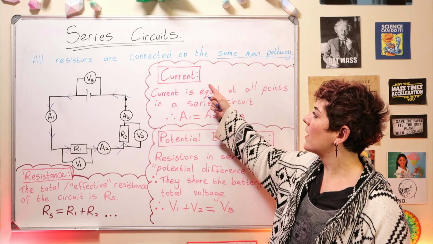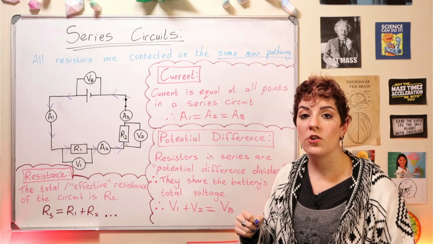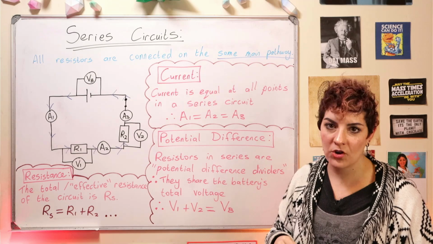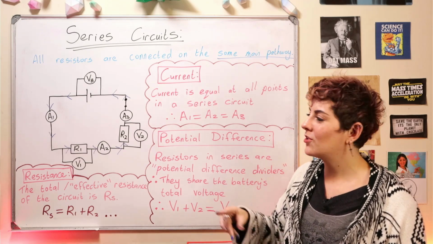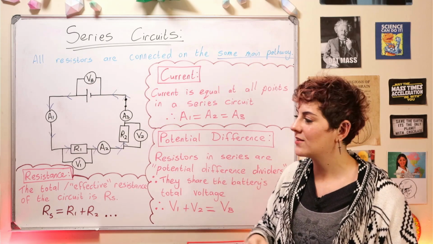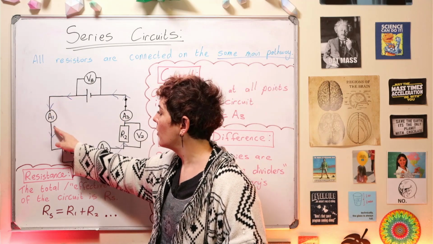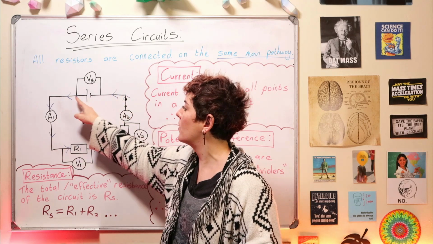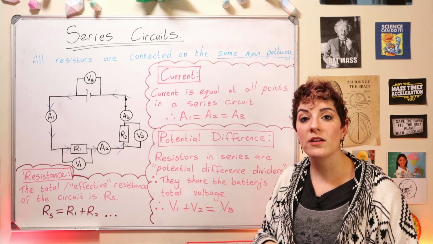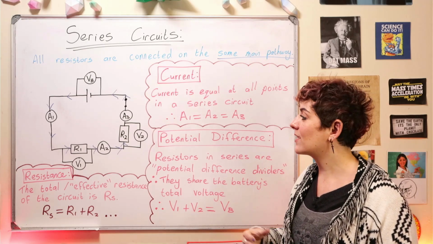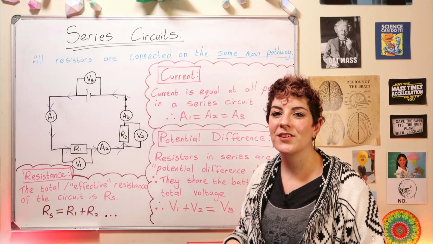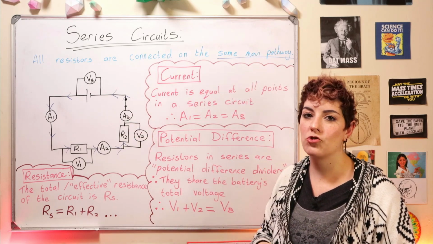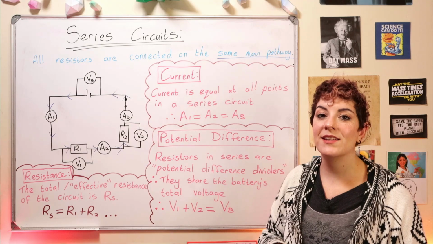Let's start with current. What learners must know is that current is equal at all points in a series circuit. And obviously, I'm not including any branch with a voltmeter on it. Where my finger is moving, this is the main pathway. And current is equal at all points on the main pathway in a series circuit. And what that means for us is that the current measured by A1 is equal to the current measured by A2, which is equal to the current measured by ammeter A3. Current is equal at all points in a series circuit.